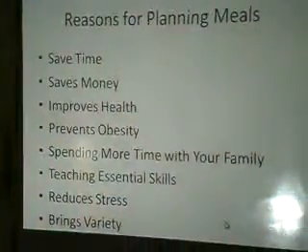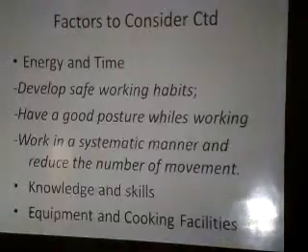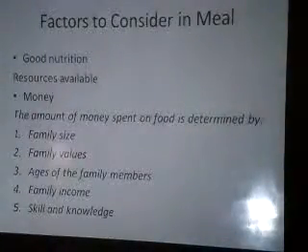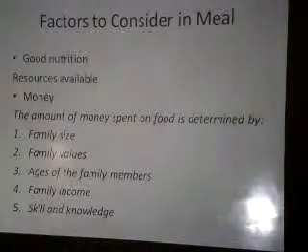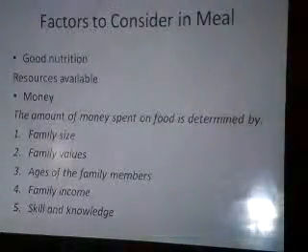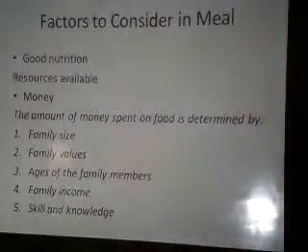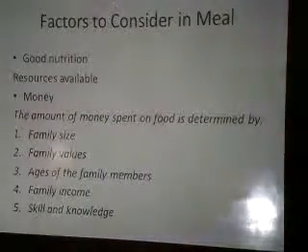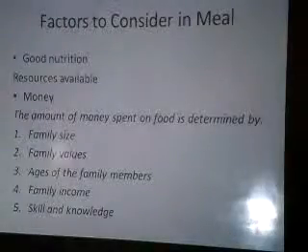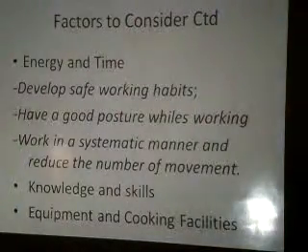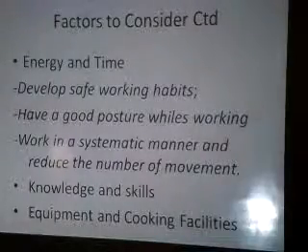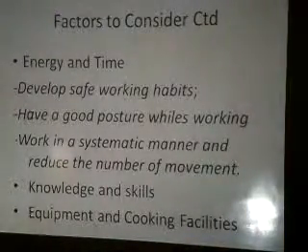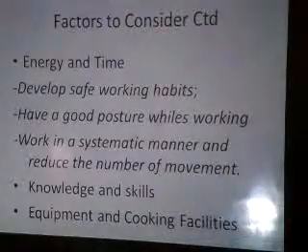So we are saying that today we have been able to talk about factors to consider in meal planning. We talk about good nutrition, we talk about resources available such as money, and in terms of money, we talk about the family size, family values, ages of the family members, skills and knowledge, family income. We also talk about energy and time. We talk about energy, knowledge and skills, and equipment and cooking facility.